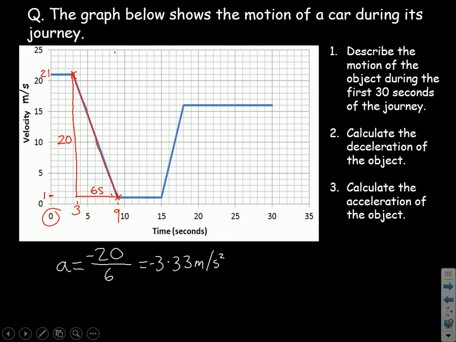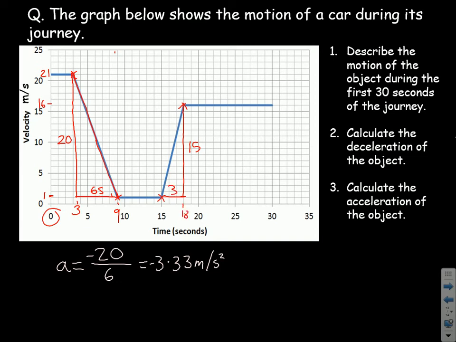Okay, and our last one, calculate the acceleration of the object. In fact, I think there might be another question after this. So, calculate the acceleration of the object. So we have acceleration is between there and there. Once again, we just need to work out the gradient. So we make our triangle, and then we do our rise over run. So that's gone up to 16. And it started at 1 down here, so 1 to 16, it's gone up 15, and our time taken is, well, it started at 15, and this point here is 18, so that's 3.